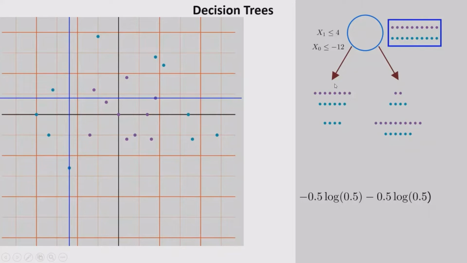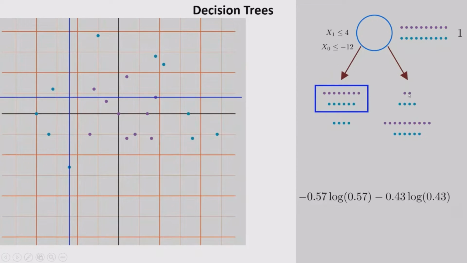Now similarly, we can compute the entropy associated with this set as well, which was our first condition, x1 less than equal to 4. We have this and this. For these two sets, it is possible to compute the entropy. How would you compute it? What is the total population here?